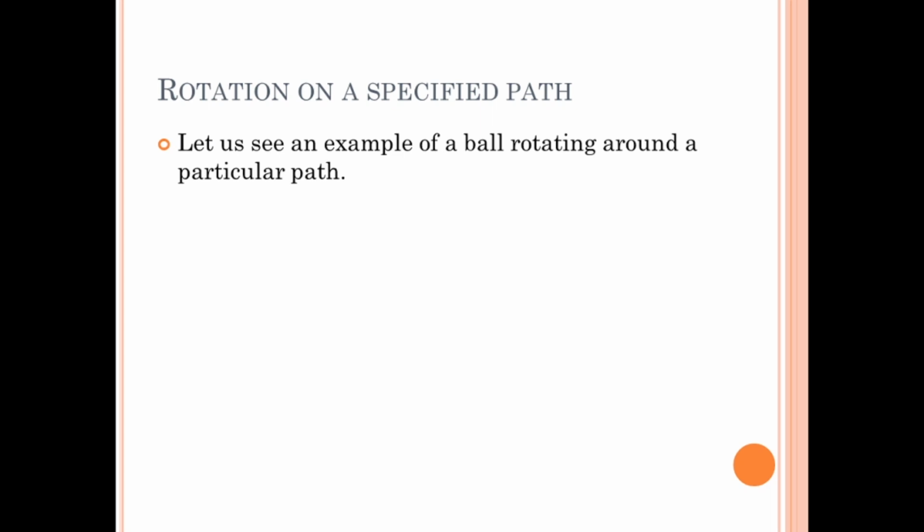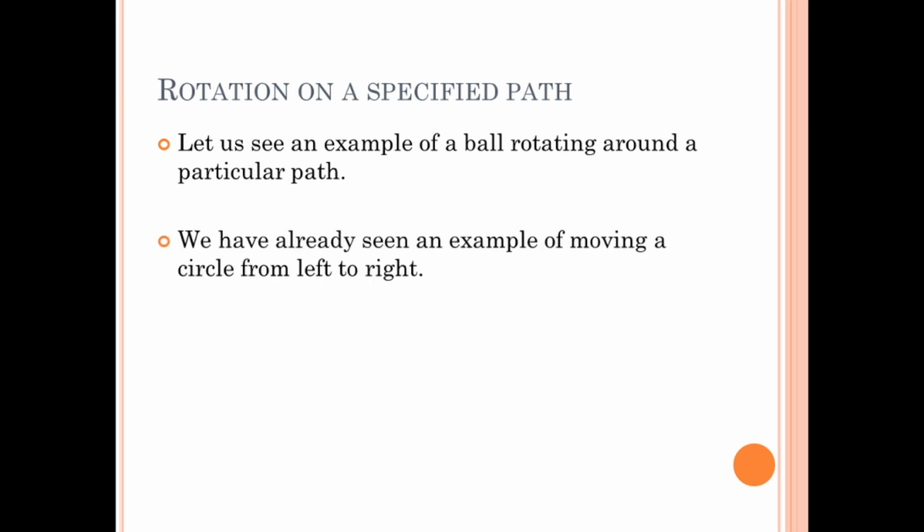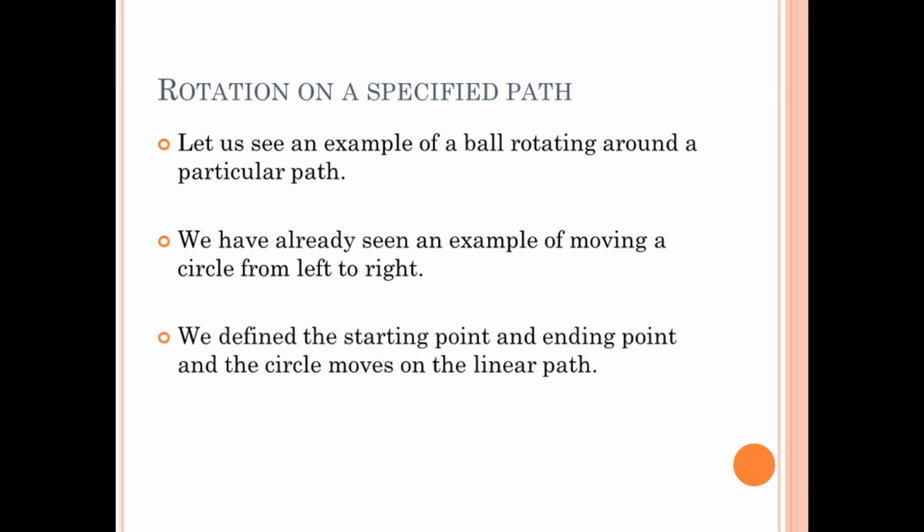Now, rotation on a specified path. Now we need to create an animation. So let's see an example of a ball rotating around a particular path. We have already seen an example of moving a circle from left to right. You might have created that animation. There we defined the starting point and ending point of the circle that moves on a particular linear path.